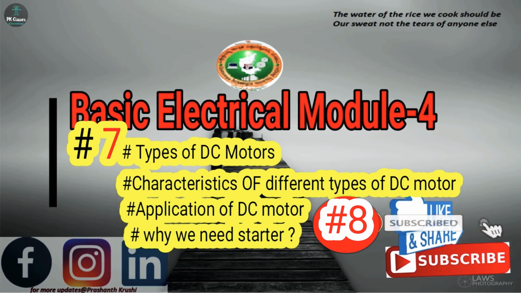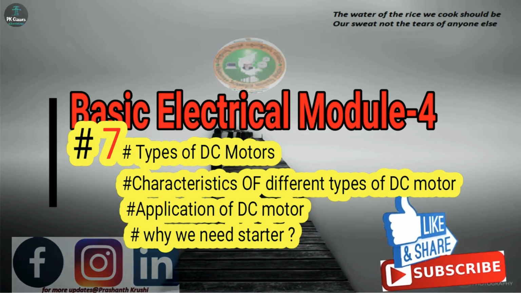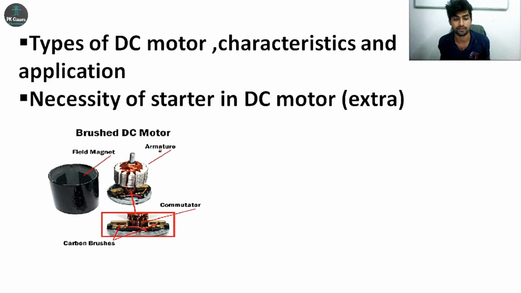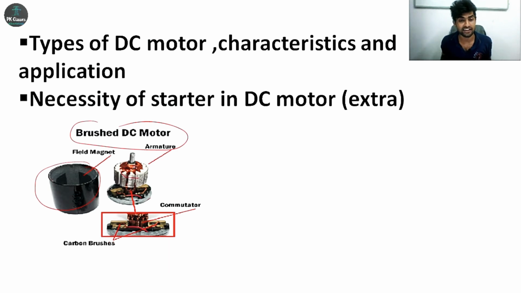Let's talk about types of DC motor and characteristics and application of DC motor, necessity of starter in DC motor, that is extra from your syllabus, right? So, as you can see in the diagram, brushed DC motor, right? There is a field magnet to produce a constant magnetic field, and there is an armature having armature slots holding the armature conductor. Armature conductor carries a current and experiences a force.